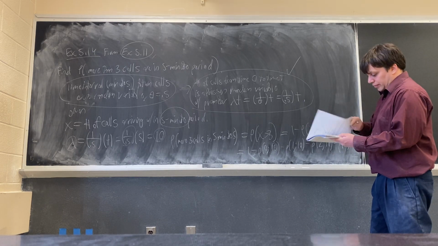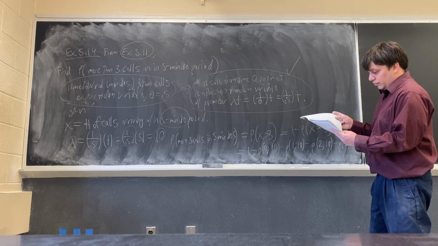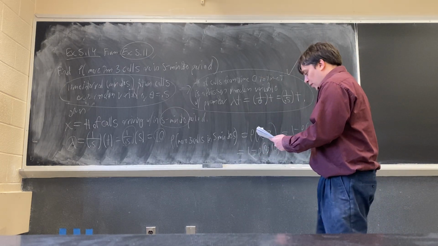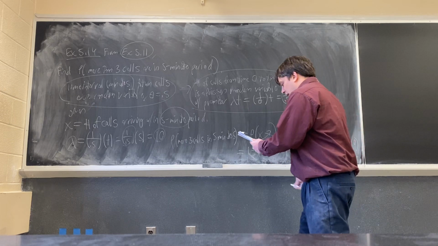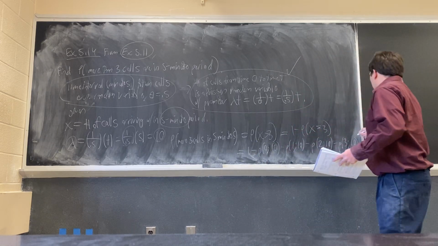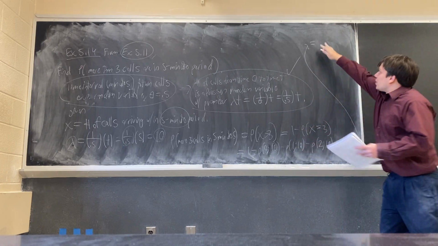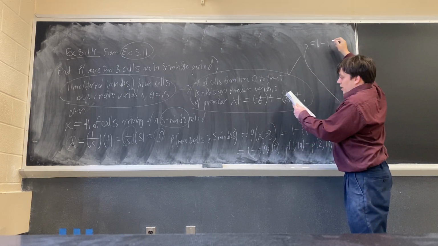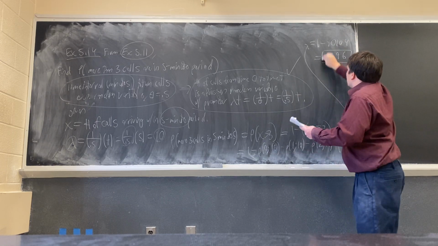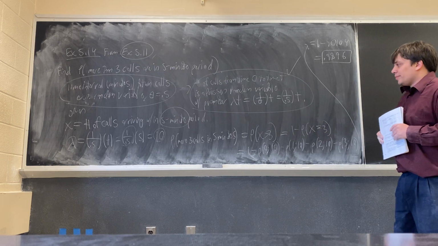Okay, so you calculate all of those, and you add them up. Let me continue this over here. This is going to equal 1 minus 0.0104, which is equal to 0.9896.